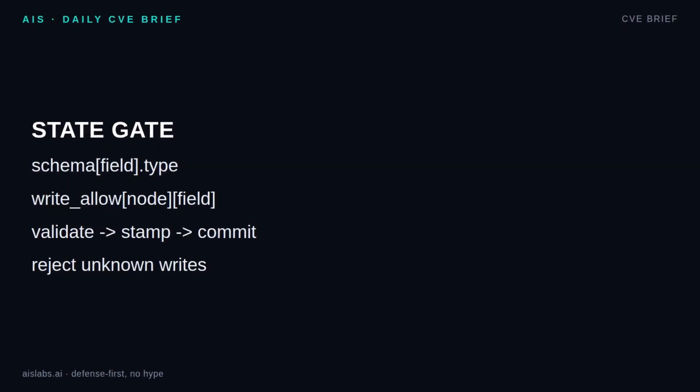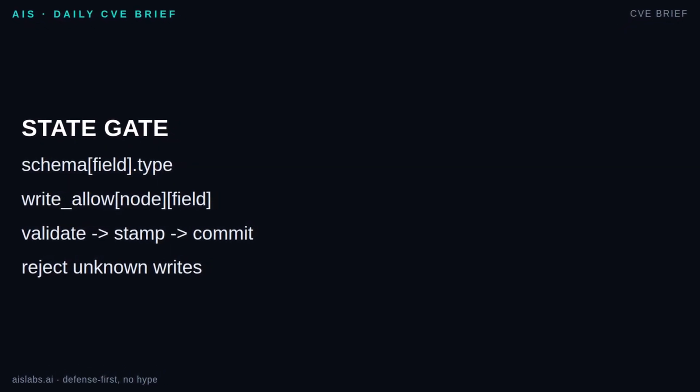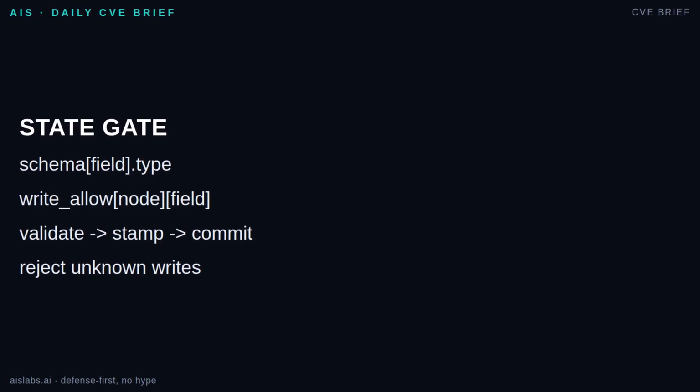Mechanically, put one state gate between every node and the shared object. Step 1. Define the schema. Field name, data type, required or optional, owner node, and maybe allowed status values. Step 2. Define the write matrix. Node by field, yes or no.